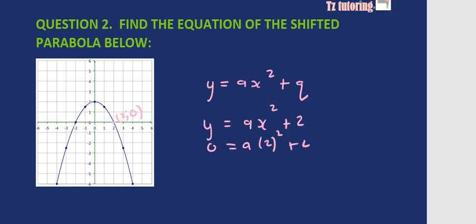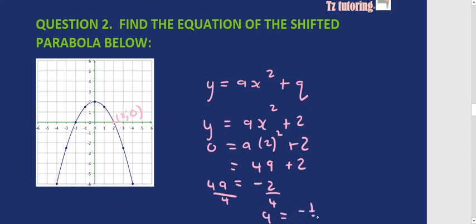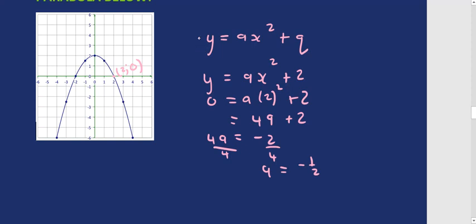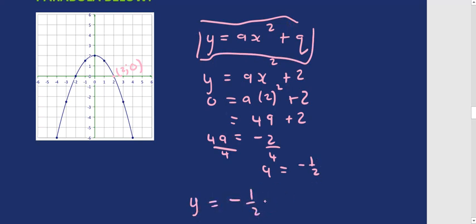Of course, x is 2. 2 squared is 4a plus 2, and for a, if we take the 2 over, divide both sides by 4, a will become negative a half. And of course, to write out our full equation using that general formula on top, y is equal to, we now know that a is negative a half, x squared plus q, and q we know is 2. So that is our equation for the parabola.